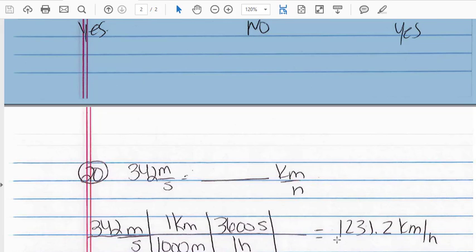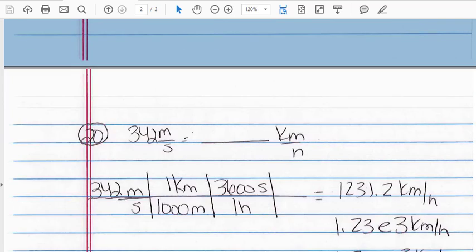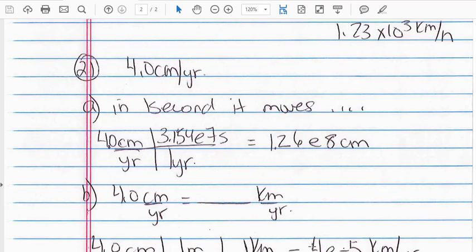When I do that, I get 1231.2 kilometers per hour, and it wanted the answer in scientific notation. And that answer should be 1.23 times 10 to the 3 kilometers per hour. And the last one I want to go over is the plate tectonics problem, where it told you that the seafloor was spreading at a rate of 4.0 centimeters per year, and it wanted to know how far it moves in 1 second. Well, that would be easy if I know how fast it's moving in centimeters per second.